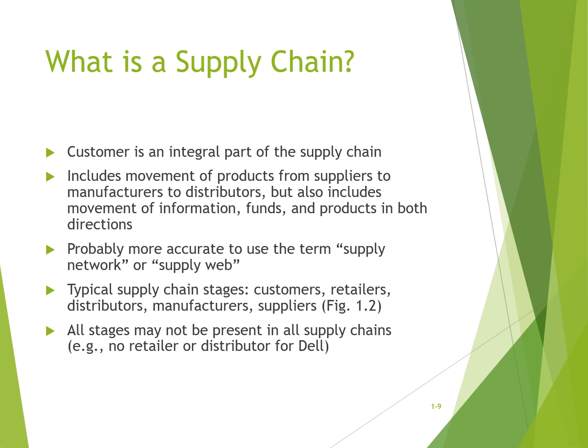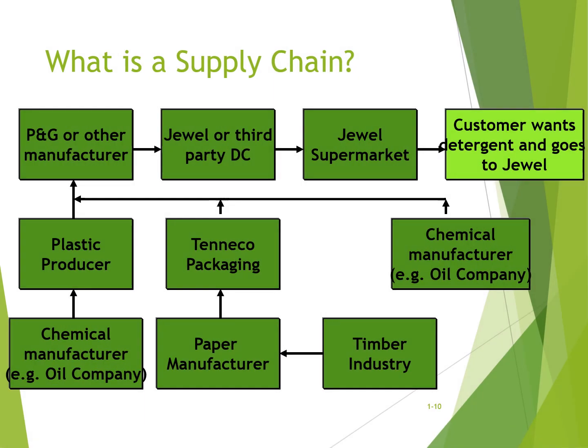So it includes movement of product from suppliers to manufacturers to distributors, but also includes movement of information, funds, and products in both directions. It is probably more accurate to use the term supply network or supply web. So we can call this supply chain a supply network or supply web. Typical supply chain stages: customers, retailers, distributors, manufacturers, and suppliers. So all stages we can represent explicitly in the diagram, or we can just focus on the main components like customers, retailers, distributors, manufacturers, and suppliers.